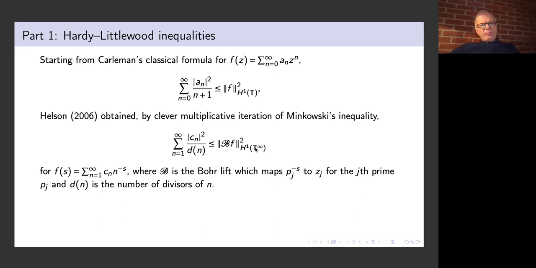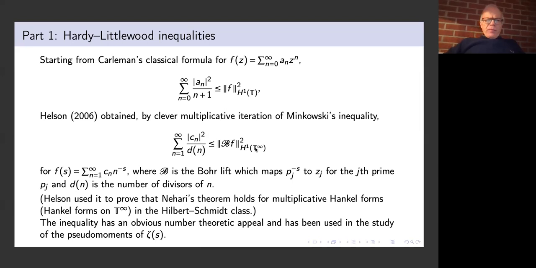So that is Helson's inequality, and he used it to prove a certain thing about the Nehari theorem, namely that it holds for multiplicative Hankel forms in the Hilbert-Schmidt class. Well, the inequality has an obvious number theoretic appeal, and it has been used in the study of so-called pseudo-moments of the Riemann zeta function.